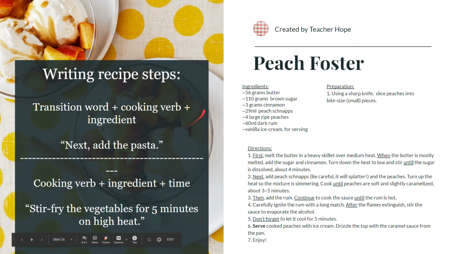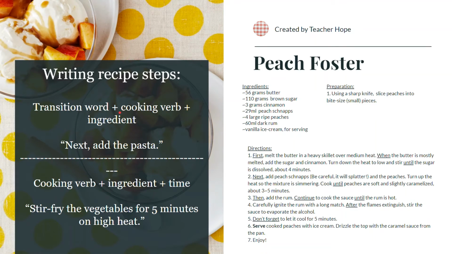It's following this sentence structure. First, a transition word, first. Then the cooking verb, melt. Then the ingredient, butter. Now we needed to say more, in a heavy skillet over medium heat, but it's still using this general structure: transition word, cooking verb, ingredient.